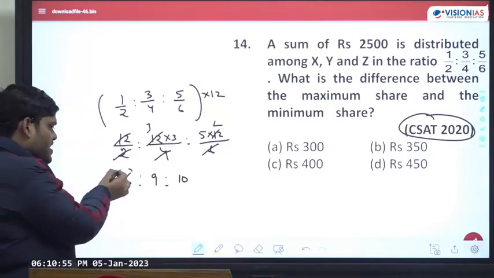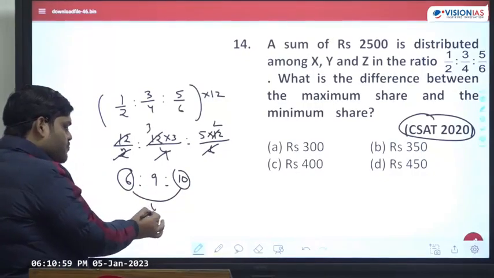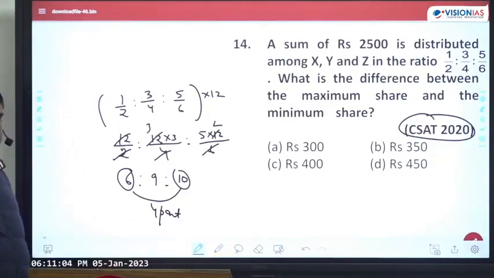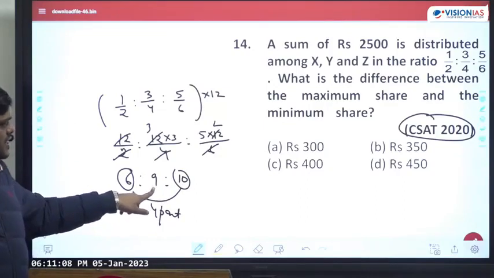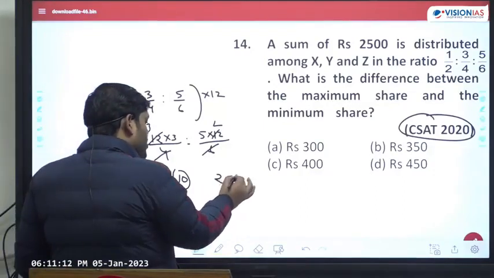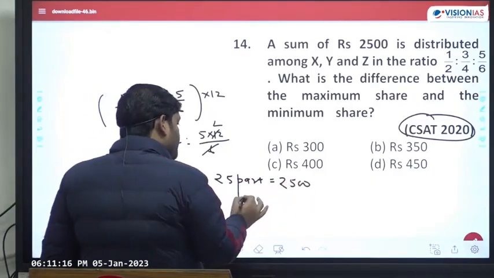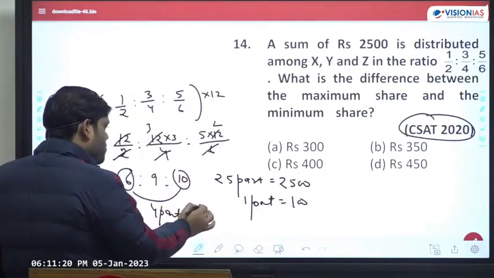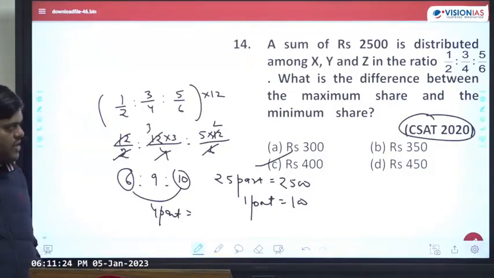So minimum share is 6 parts, maximum share is 10 parts, difference is 4 parts, and we have to simply find out the value of 1 part. So this becomes 10 plus 9 plus 6, it's a very simple one, 25 parts. 25 parts is equal to 2500, 1 part is equal to 100, so 4 parts is equal to 400.